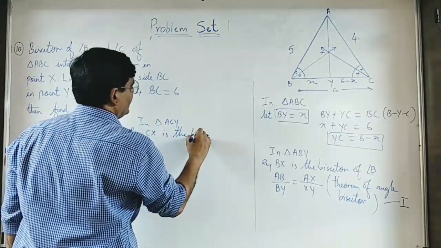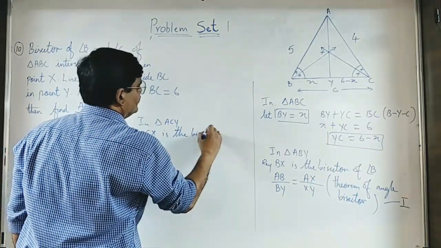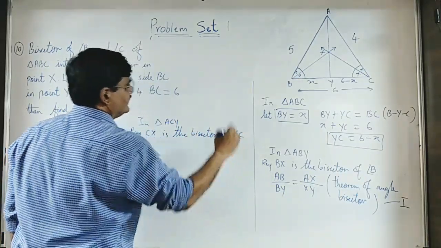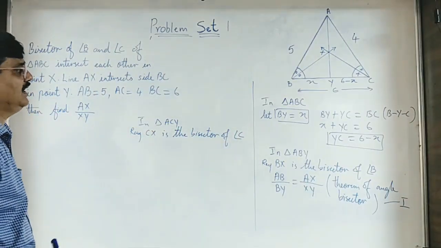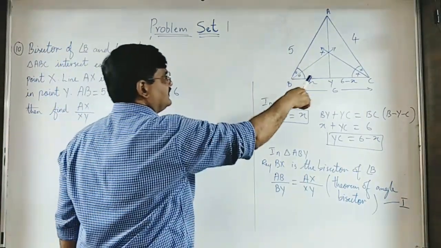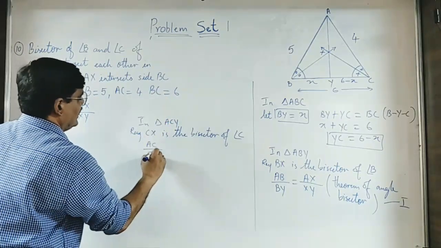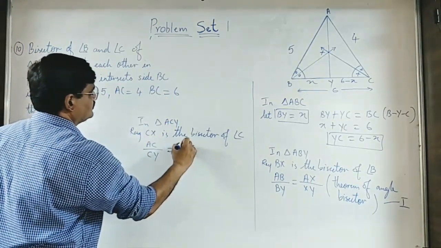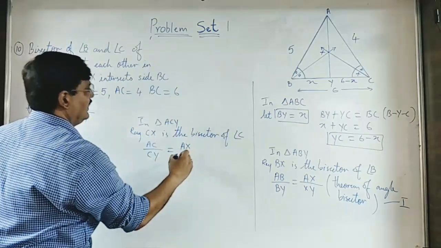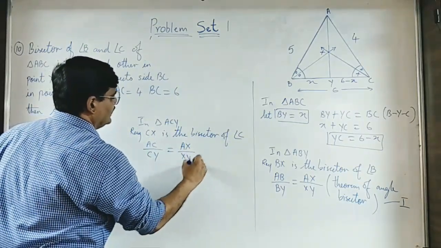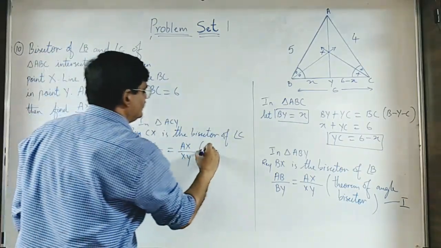It is the bisector of angle C. So can I apply that in triangle ACY also? Can I apply that over there? AC upon CY is equal to AX upon XY. And here in the bracket you have to write it over here.